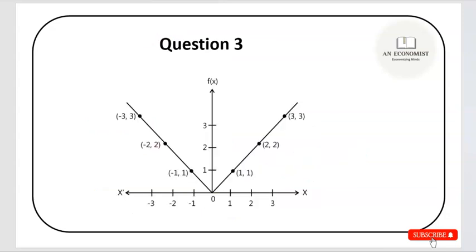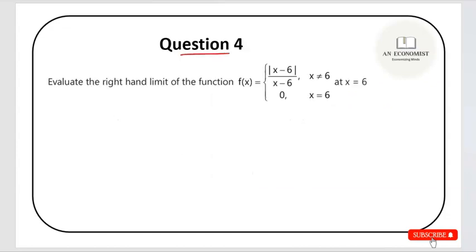What will be the graph of the function? You know the graph of the function y = |x|. It looks like this, and if you see, from the right hand side the function meets at this point x = 0, from the left hand side also it meets at this point x = 0, and this function is continuous here.